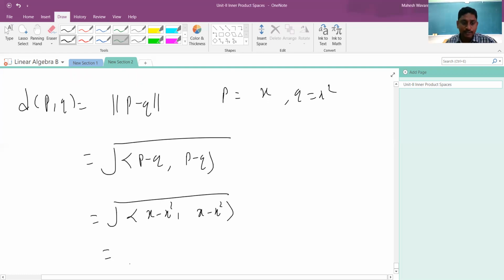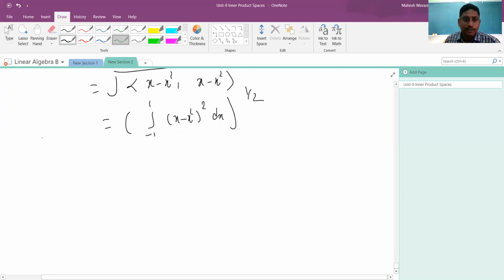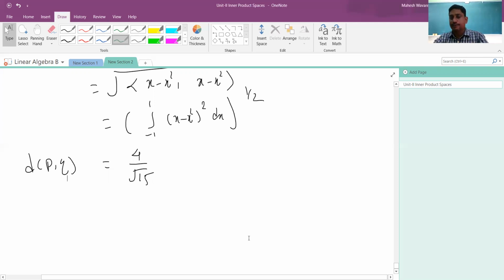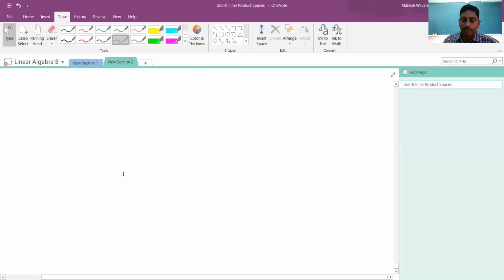So by definition, it is the integral from -1 to 1 of (x minus x square) multiplied by (x minus x square). And after calculating, take the square root of it. Evaluate this with respect to x and put in the lower and upper limits of the integration. Finally, you get the answer as 4 by root 15. This is the distance between the two vectors P and Q. You need to simplify this integration, and everybody can do integration easily. One more example like this type I will have.